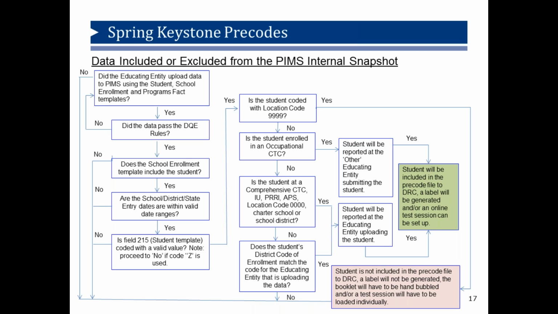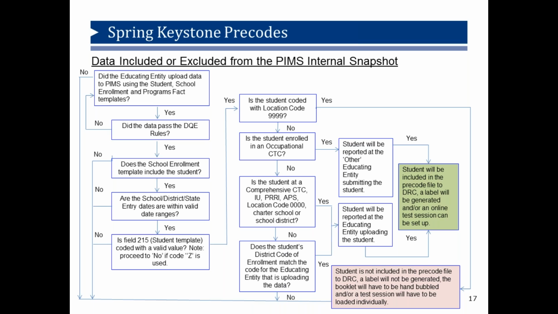Are the school district state entry dates within the valid date ranges? If no, then the student is not included in the precode file that will be sent to DRC, which means the student will not receive a precode label, the booklet will have to be hand bubbled, and the online test setup sessions will have to be loaded one student at a time. If yes, then we move to the next question.